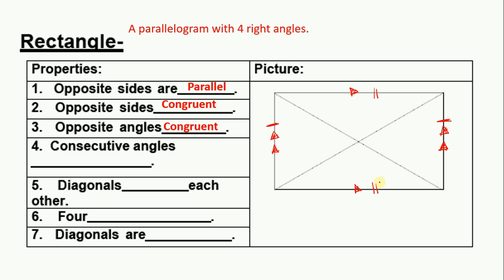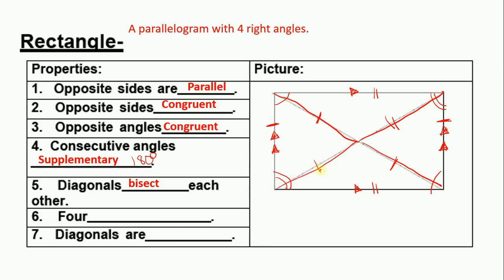But notice, guys, they are not technically congruent to one another yet. You also know opposite angles are congruent. So this angle is congruent to that angle, and this angle is congruent to this angle as well. Consecutive angles are still supplementary. They still add up to 180. Diagonals bisect one another. This is still from parallelograms. So what that means is that from right here to right here is the same as from right here to right here. Same thing, this piece right here is congruent to this piece right there.